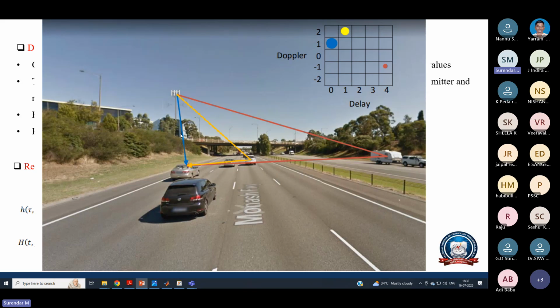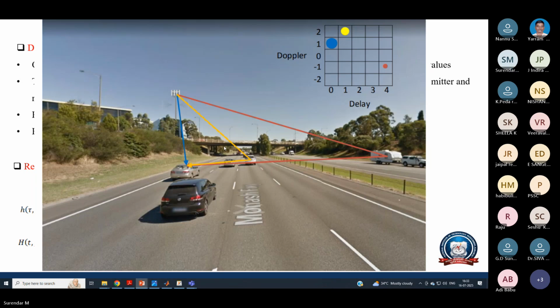Now we are going to plot this in a delay Doppler domain graph, which is given here. Here you can see the delay is given by 0, 1, 2, 3, 4, and the Doppler could be either positive or negative, because when a vehicle is moving towards a base station, you can add the Doppler frequency, and when the vehicle is moving away from the base station, you can subtract the frequency.